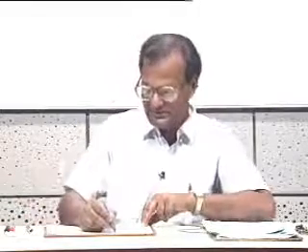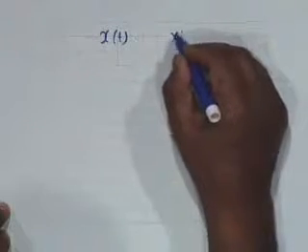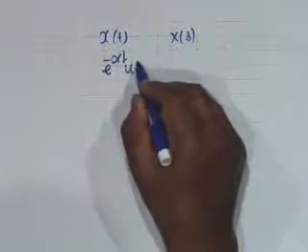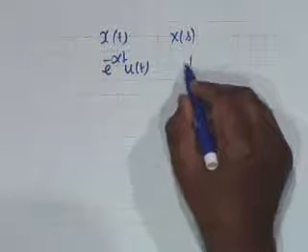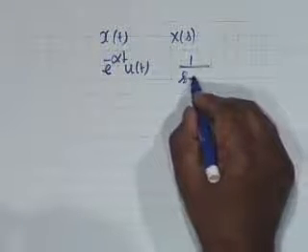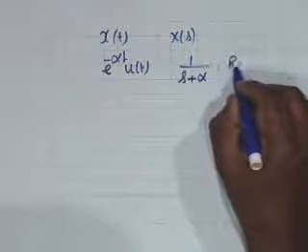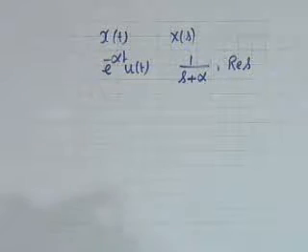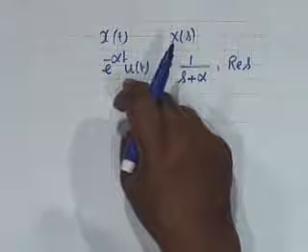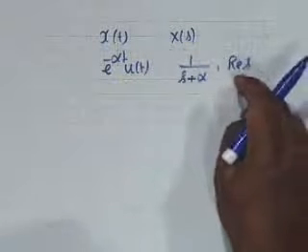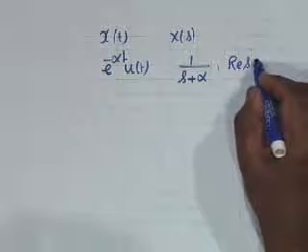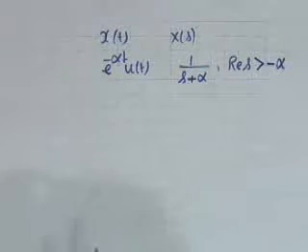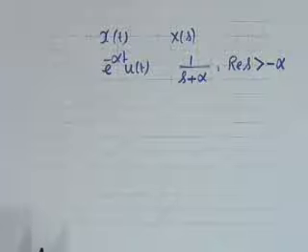All right, we proceed like this. Then we have e to the minus alpha t u of t, and the Laplace transform is 1 over s plus alpha, real s. The time function will show what the ROC is. This is a right sided signal, and therefore the ROC must be the right half plane, to the right of real part of s equal to minus alpha, that is real s greater than minus alpha.